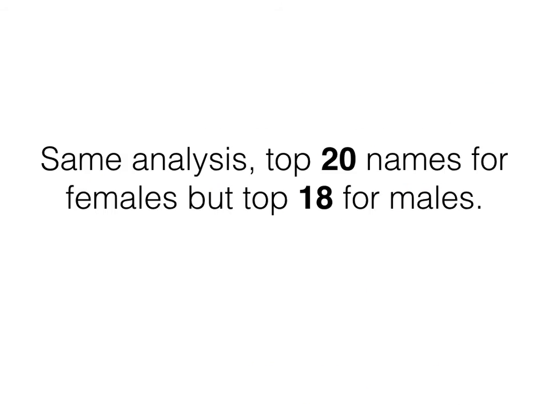So what happens if we have the same analysis, and we have the top 20 names for females, but only the top 18 names for males, thus giving us an unbalanced data set? Again, we can compare our four models.